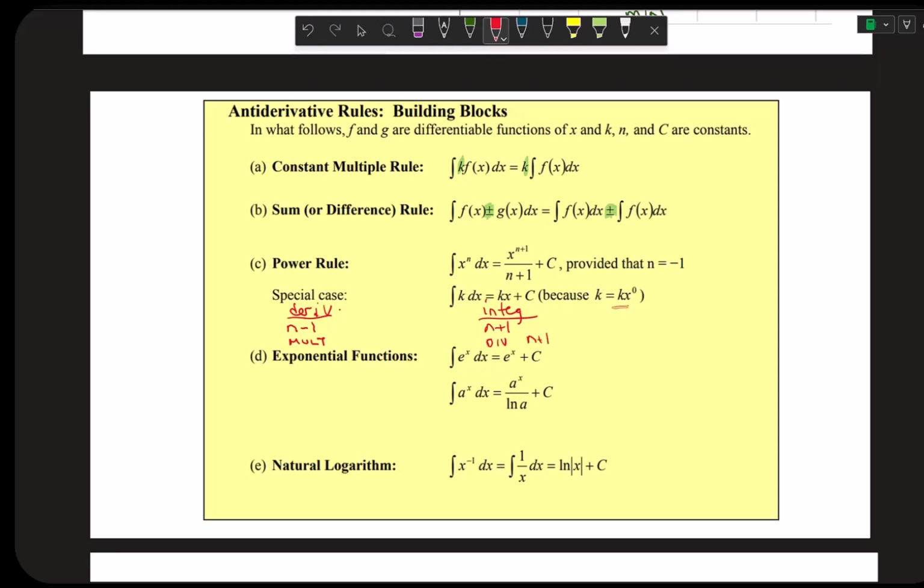Exponential, e to the x equals e to the x. Derivative and integrals are the same. When we try to take the derivative of some base to a power, we multiply by ln of a. Here, we divide by that. The derivative of ln of x is 1 over x. The integral of 1 over x is ln of x.